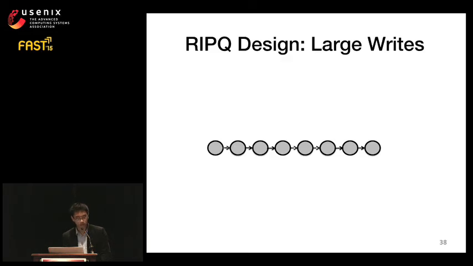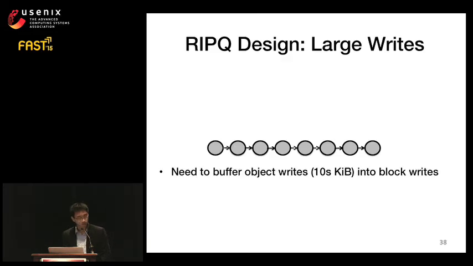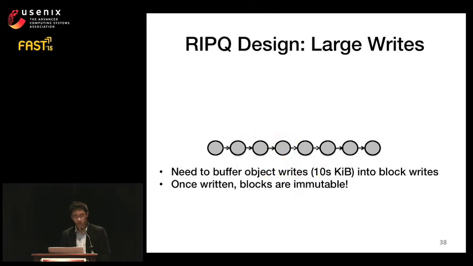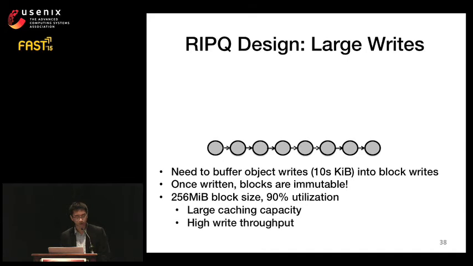Now let's look at the key design points of RIPQ. So first, based on the flash experiments, we know we need to buffer the object writes into block writes. So each gray circle is a large block and contains many photos. And once written, these blocks are immutable, because if you modify part of the block, it will be random writes to the flash. Based on the experiments, we choose the block size to be 256 megabytes and 90% utilization of the flash device. So in this way, we have both large capacity and high write throughput to the flash.